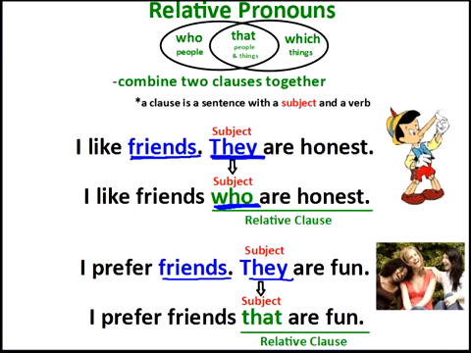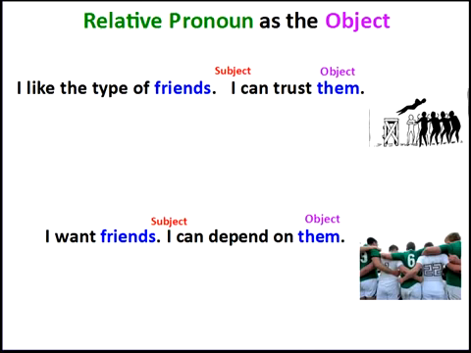Again, because it's people, I can use who, or I can use that, because that is very flexible. I can use it for people or things. And again, all I did was take away the subject from the second sentence, and I replaced it with that, my relative pronoun. And I combined it together to read, I prefer friends that are fun. Okay, so that's what it looks like when I'm using the relative pronoun as the subject of the relative clause. But we can also do this with an object.